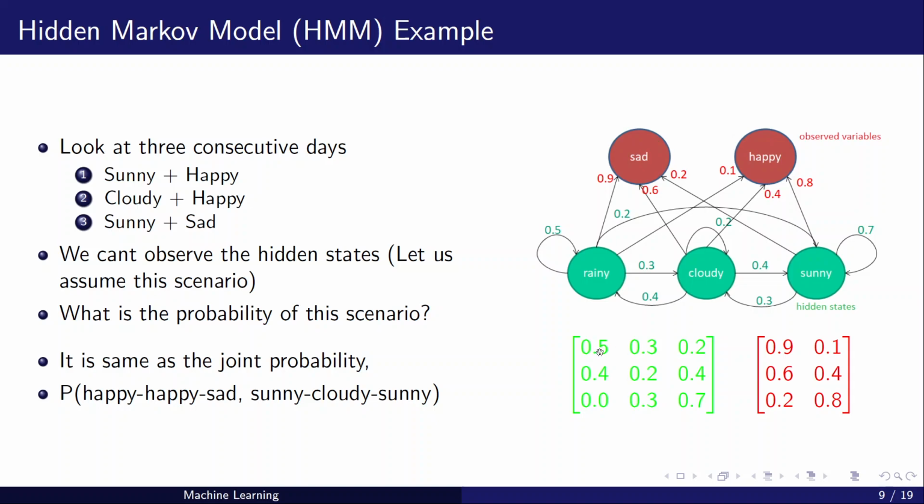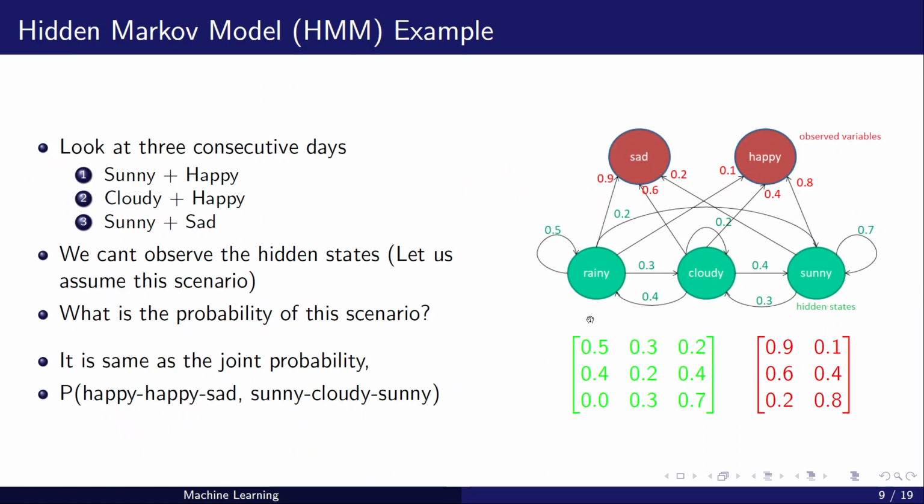So this is the rainy to rainy transition, rainy to cloudy transition, rainy to sunny transition, and you see that 0.0 means there is no transition from sunny to rainy. This transition probability is 0.